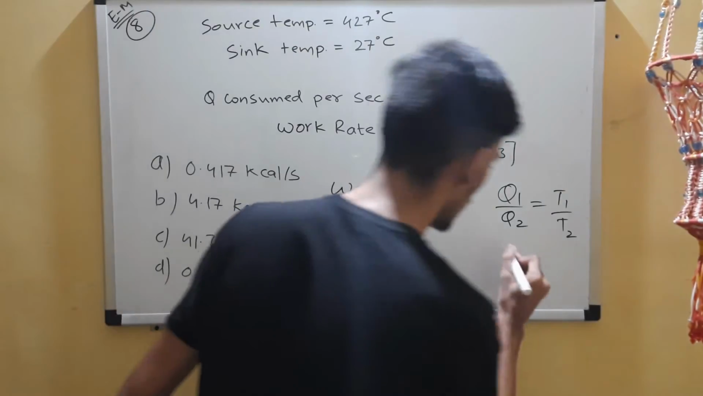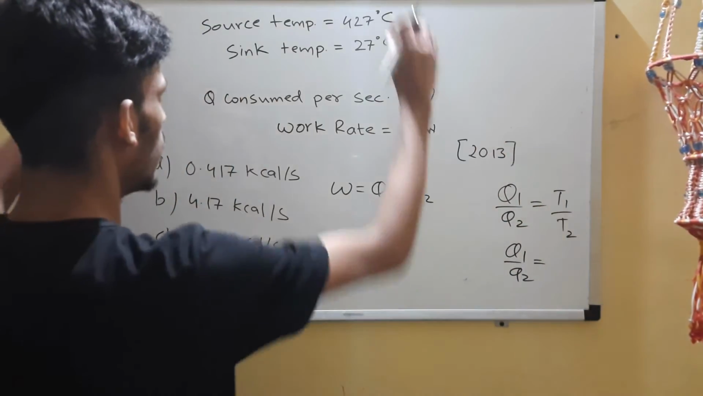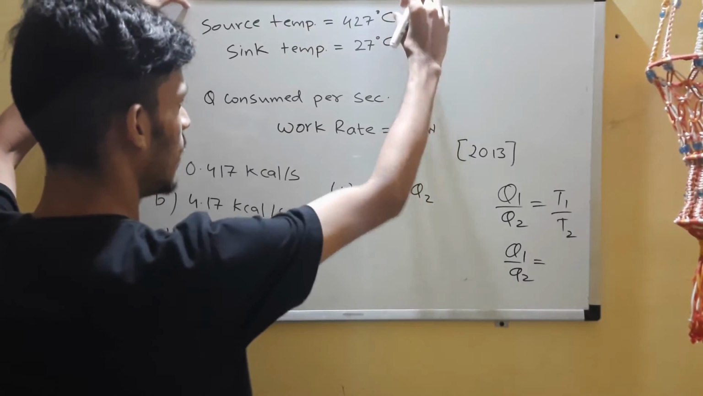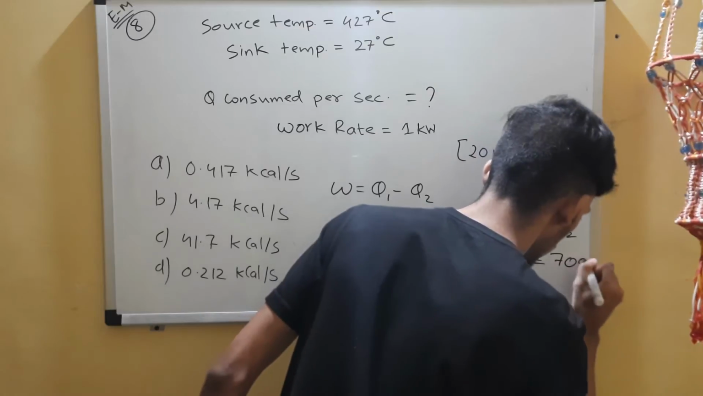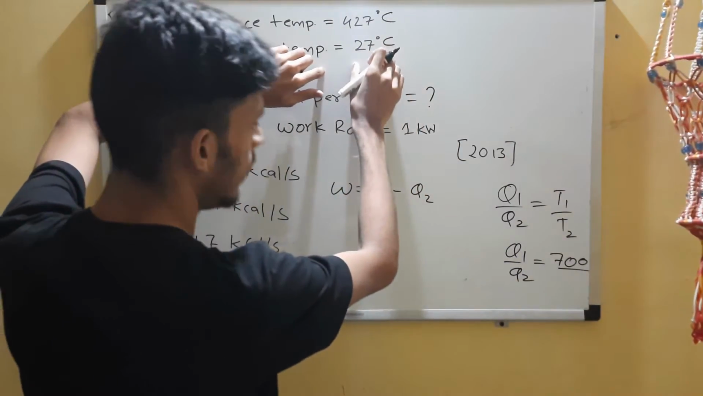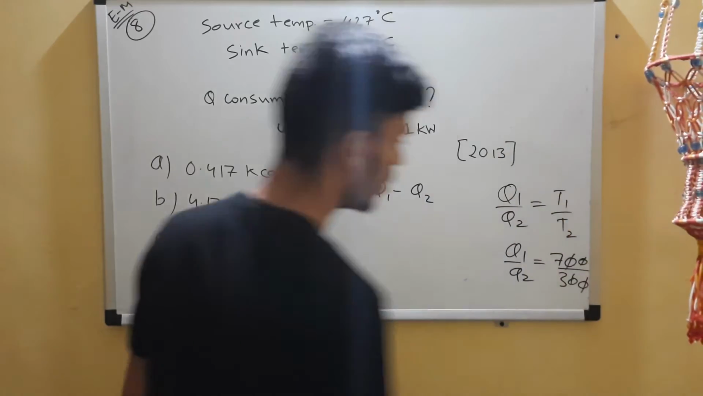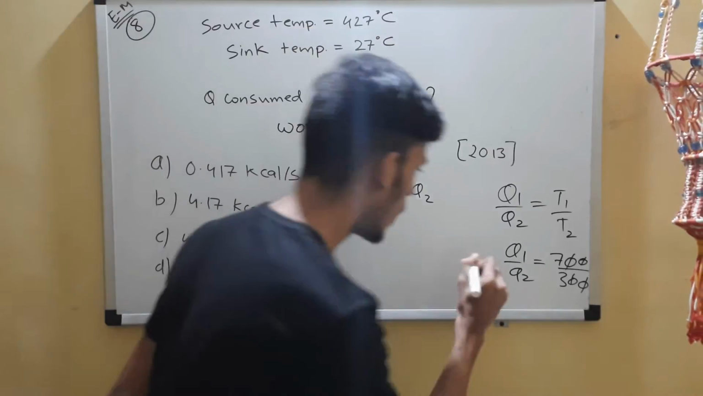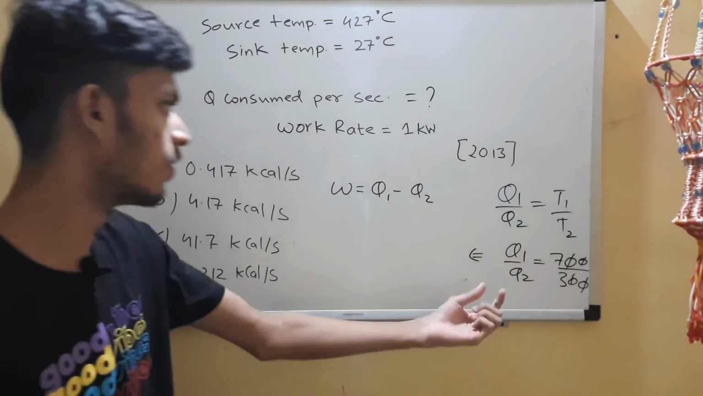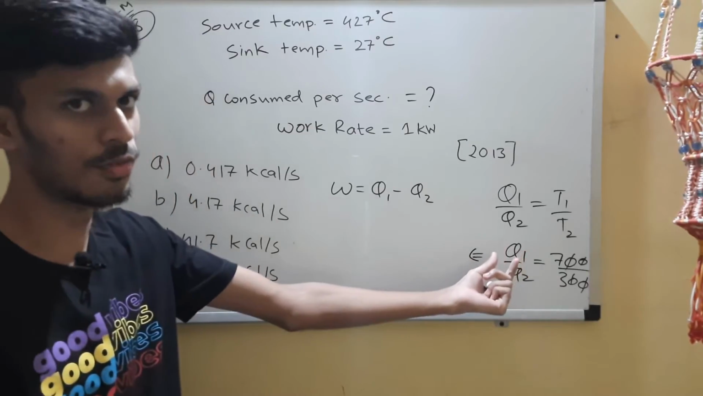So Q1 by Q2 will be T1 by T2, but place these values in Kelvin, right? So plus 273, that will be 700, divided by this plus 273, that will be 300. So the ratio is 7 by 3, Q1 by Q2 is 7 by 3. Now I am going to wisely substitute for Q2 over here. I'm finding the value of Q2 in terms of Q1.